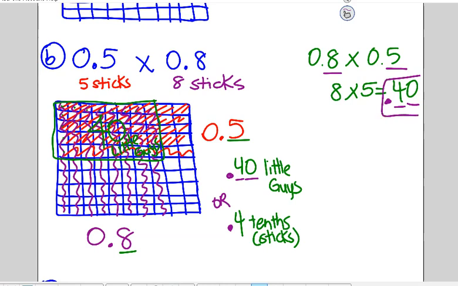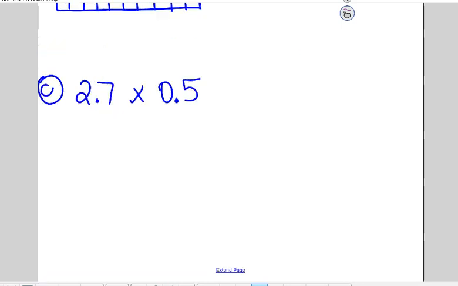Ms. Joyce, why didn't you do area model? Only because it was basic facts here. It was just 8 times 5. We knew how to do that. All right, let's do our next example.